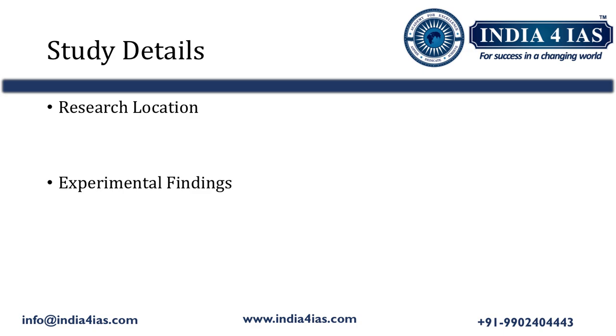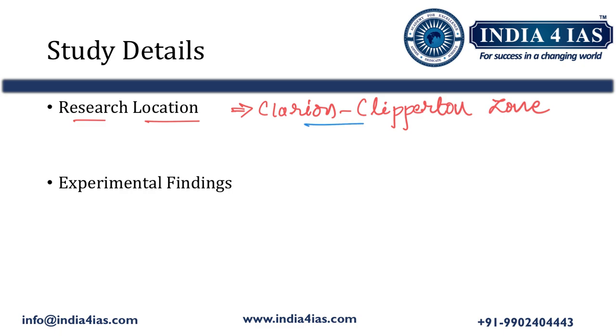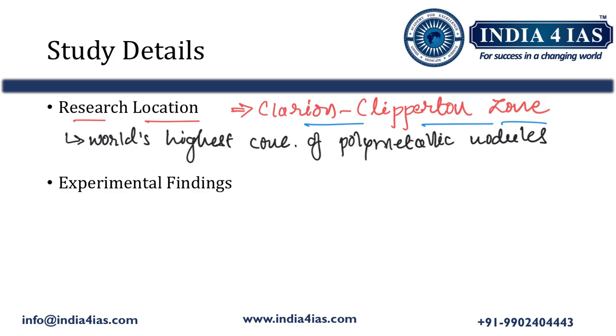Coming to the study details of the discovery of the dark oxygen. The research location: the study was conducted in the Clarion-Clipperton zone. This Clarion-Clipperton zone is a part of the ocean floor off Mexico's coast. It covers an area which is larger than India and contains the world's highest concentration of polymetallic nodules. It includes 6 billion tons of manganese and around 200 million tons each of copper and nickel.